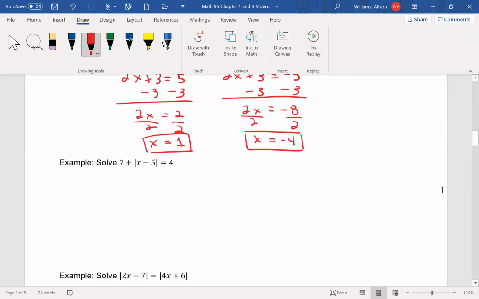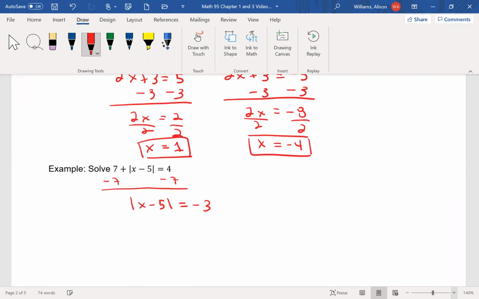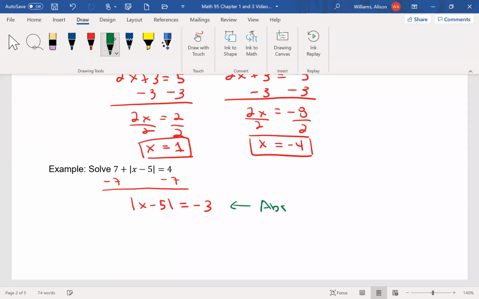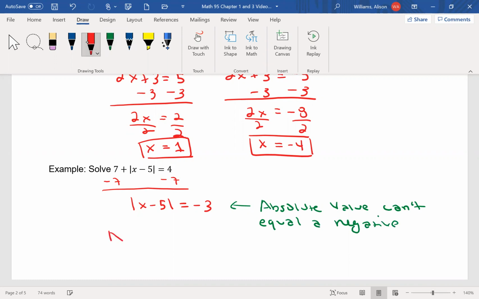Again, we want to isolate the absolute value. So I'm going to subtract 7 from both sides. And that's going to give me -3. Now, actually, that's impossible. The absolute value can't equal a negative number. It has to equal a positive. So at this point, I stop, and my answer is no solution. Can't happen.